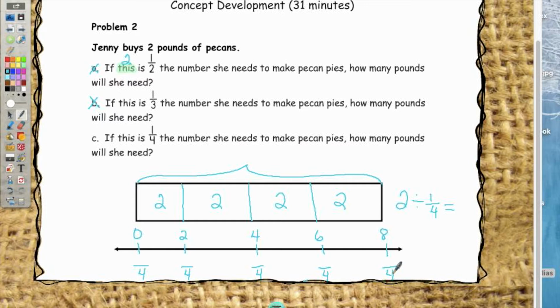Okay, so help me out here. 0, 8, 16. Okay. Now, your teacher might not do your number line like this. I apologize if it doesn't, but I think you'll be able to figure it out, as long as you have fourths. So what's my answer here? 8. Okay. Let's move on to problem 3.